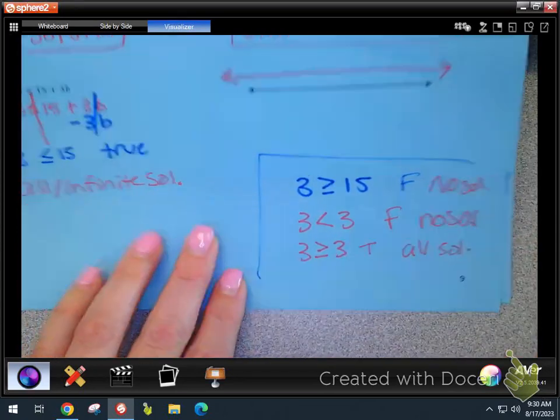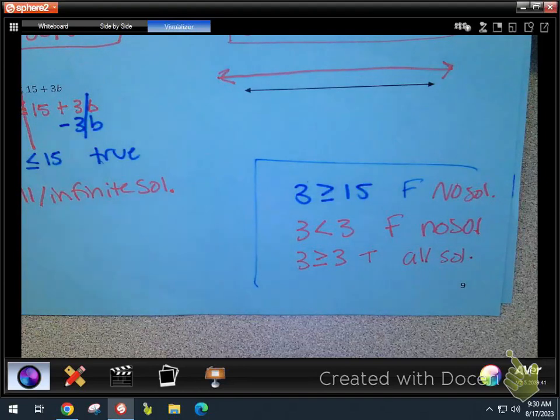Okay? So the equations are a little bit easier because they have to be the exact same number. Inequalities, you really got to understand that sign. Okay? All right. Let's go to page 11.